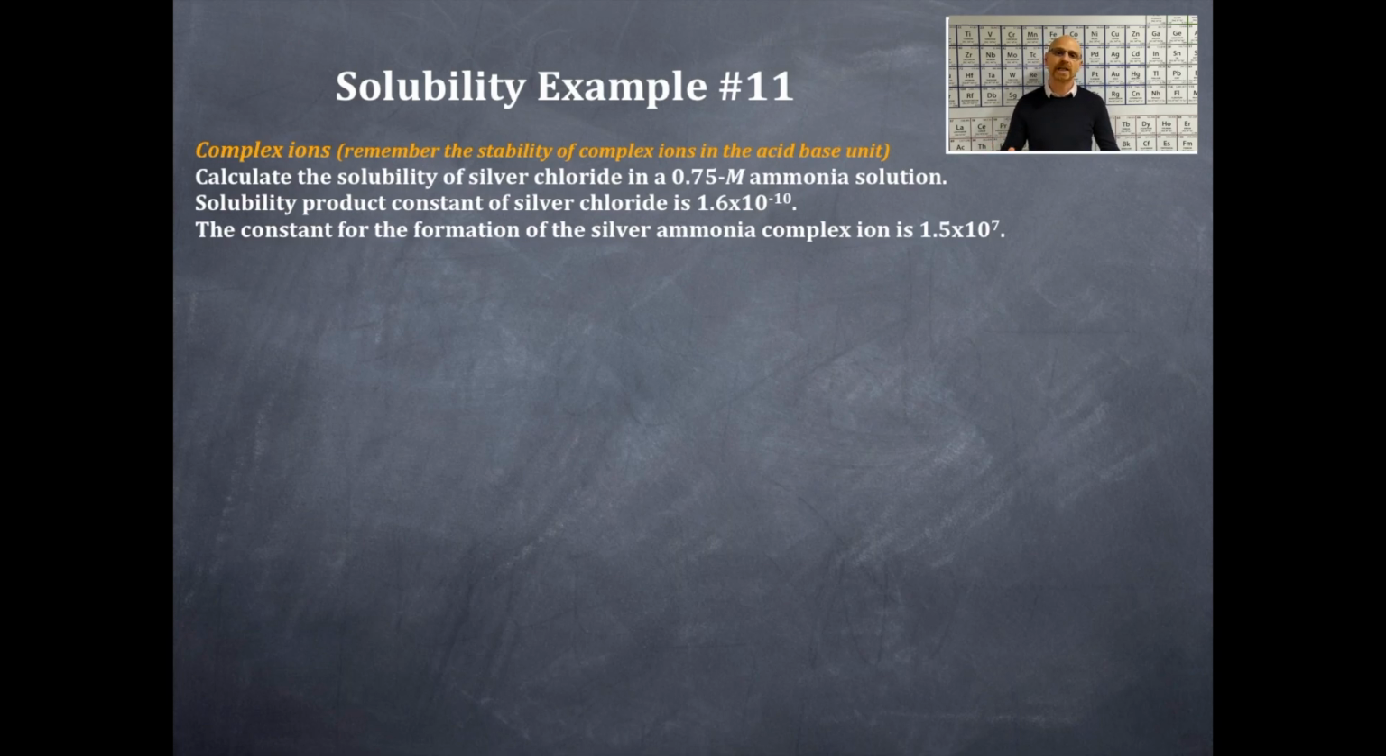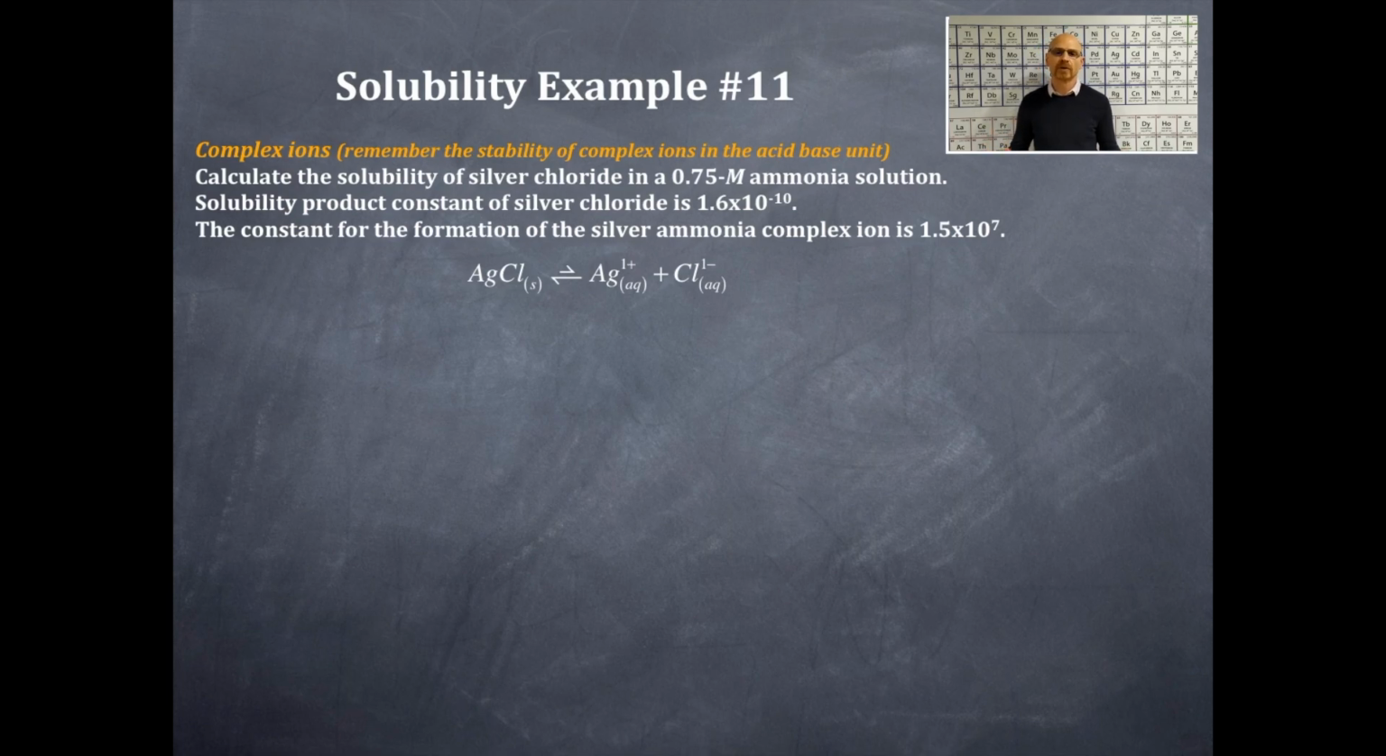Okay, so I want you to realize something here, that the solubility product constant for silver chloride, of course, is 1.6 times 10 to the negative 10, is a reactant favored reaction, right? That's what that number tells you. Also, for the formation of the complex ion, that is 1.5 times 10 to the 7. That is a product favored reaction. We're going to be combining these together here.